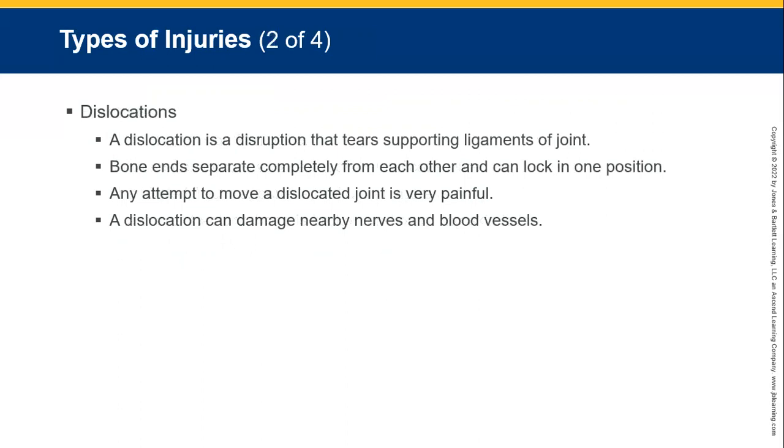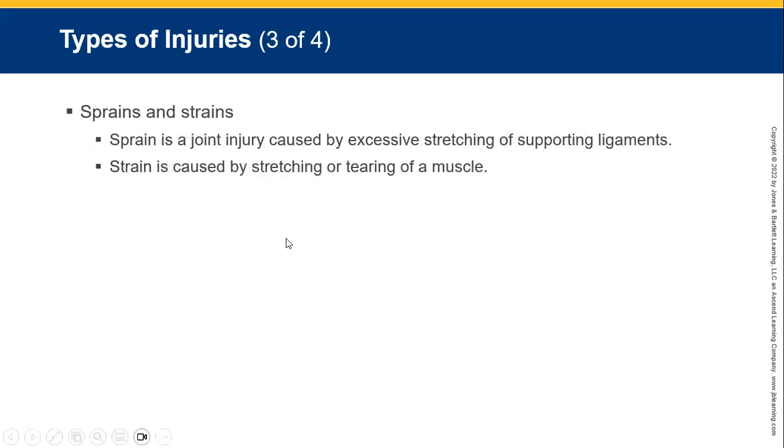Dislocations. A dislocation is when a joint is twisted or turned further than its normal capabilities. The ligaments that support the joint tear, and one end of the bone becomes separated from its position in the joint. Any attempt to move a dislocated joint can be exceptionally painful. Dislocation can damage nearby nerves and blood vessels, and we never want to try and put dislocations back in case one of those blood vessels or nerves becomes pinched in the process, in which case that extremity would probably be useless forever unless major surgery is done to try and restore those things.